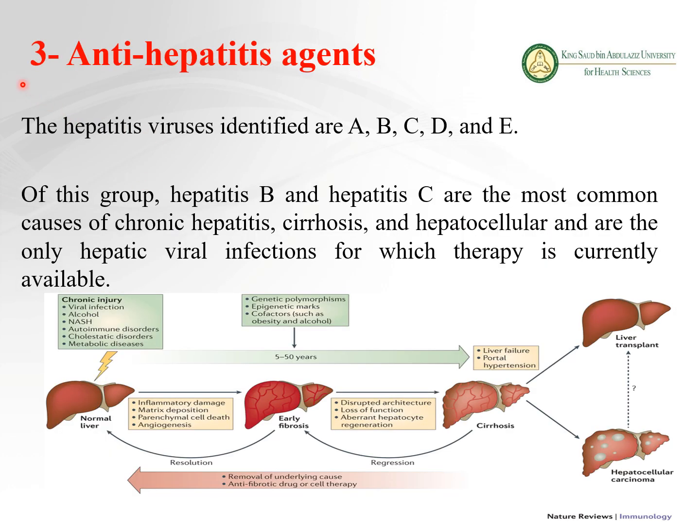In this class, we will be discussing the anti-hepatitis agents. So far, we have identified the A, B, C, D, and E hepatitis viruses. Of this group, hepatitis B and C are the most common cause of chronic hepatitis, cirrhosis, and hepatocellular carcinoma, and are the only hepatic viral infections for which therapy is currently available. So we currently have therapy available for hepatitis B and C.